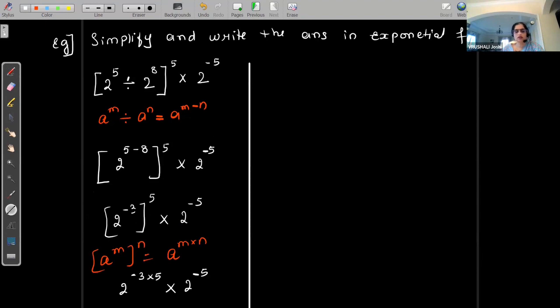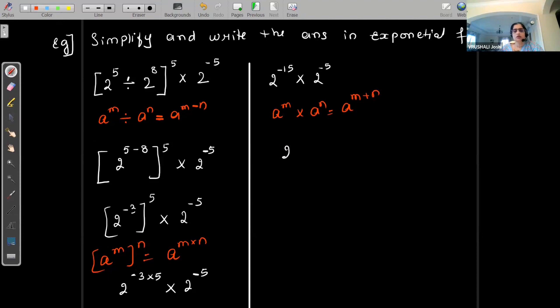I'm doing every step. Please do not skip any step. When you're learning something, you should not skip steps. When you practice and you're very thorough with it, then you can skip steps. Till that time, do not skip steps. This is equal to minus 5. Here again, we can use this law: a to the power m into a to the power n is equal to a to the power m plus n.